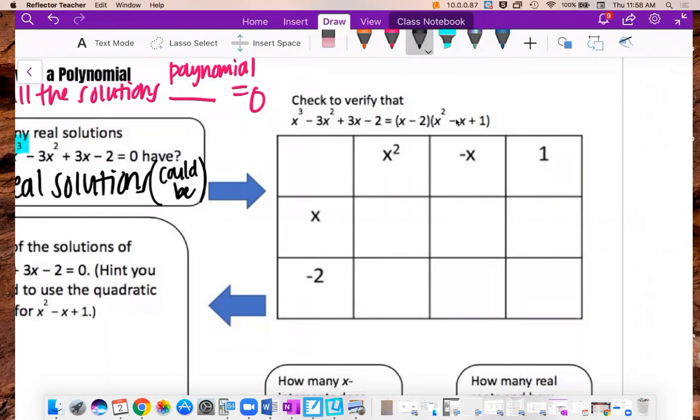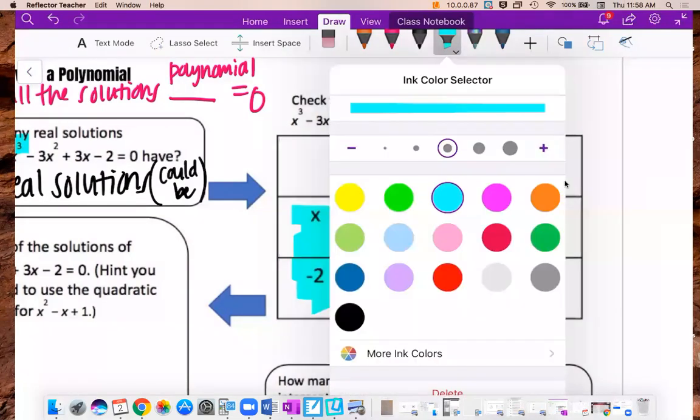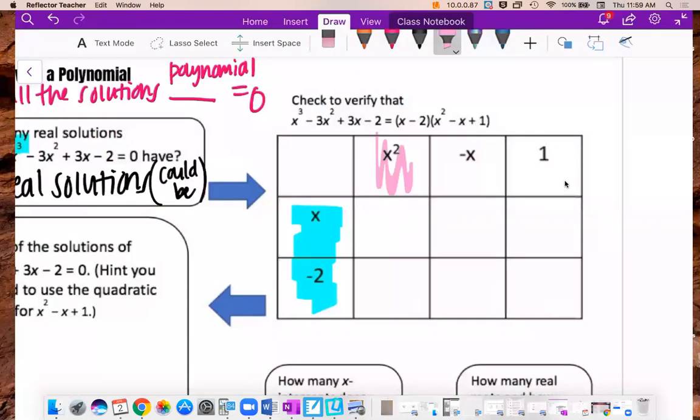Now, I want to check and verify that if I take this x minus 2 times this x squared minus x plus 1, I end up getting the same polynomial back. So we're going to our area model, and we're going to multiply this out. We're taking this x minus 2 and multiplying it by this x squared minus x plus 1. And remember, when we do this, we're just multiplying the edges of these boxes to get the inside.